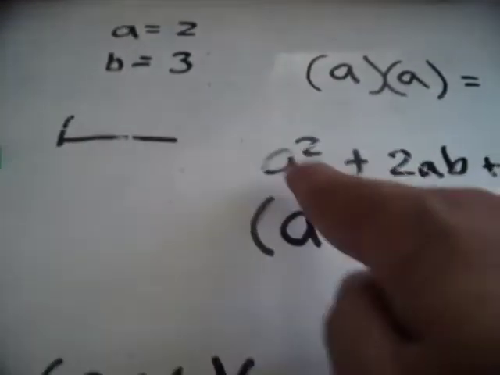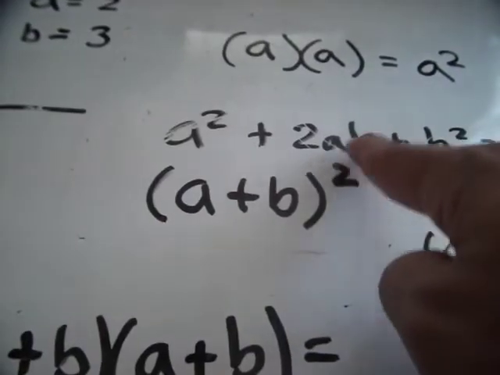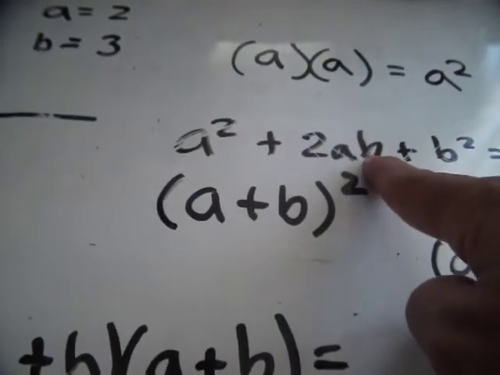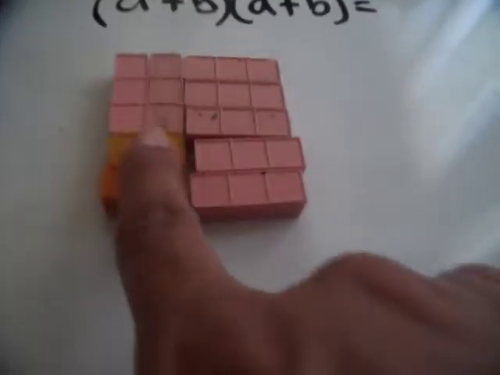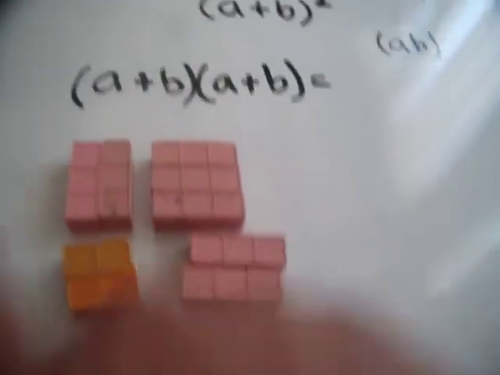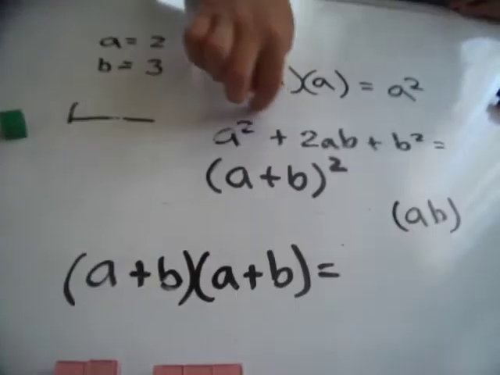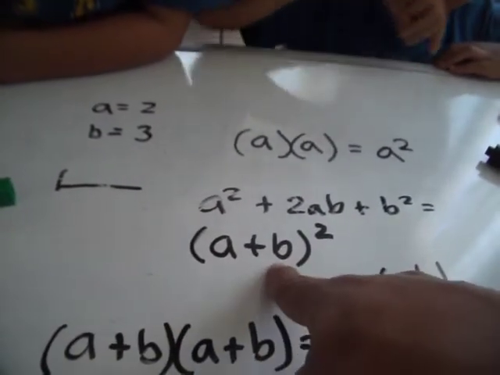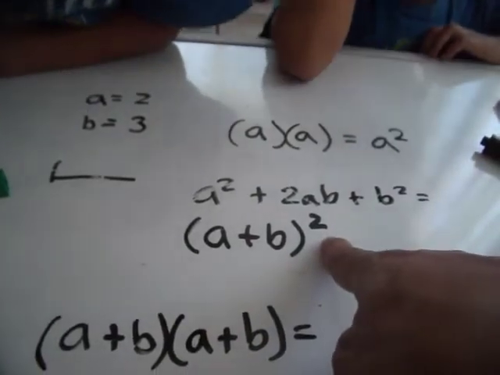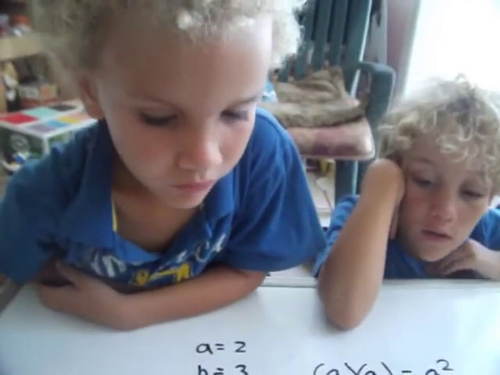And if I did all the little parts here, I'd say 4 plus another 6 and another 6 is 12, and 9. And if I add that all together, I get 25. That would take way too long. It would be much easier to add these guys together and get 5 and then square it, wouldn't it? That would be much quicker. So here we are just fooling around in algebra.